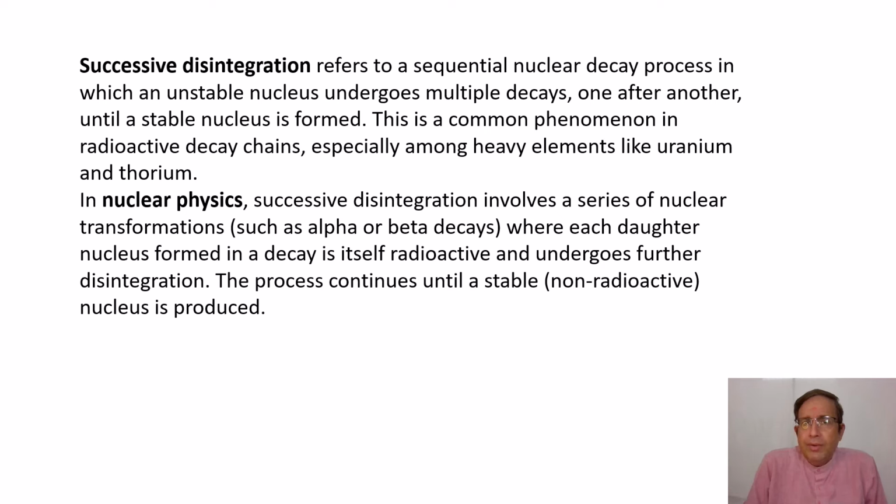So in nuclear physics, successive disintegration involves a series of nuclear transformations, each of which can be either alpha decay or beta decay, with each daughter nucleus formed in a decay also being radioactive and undergoing further decay. So this process continues until a stable or non-radioactive nucleus is produced.